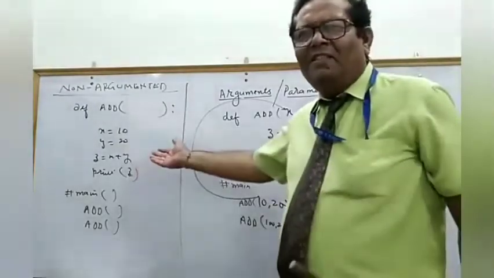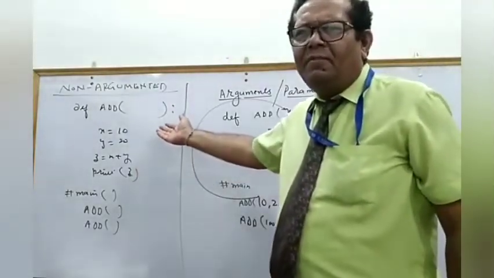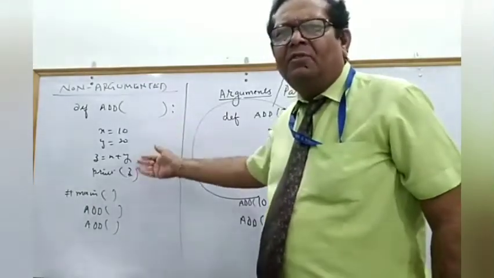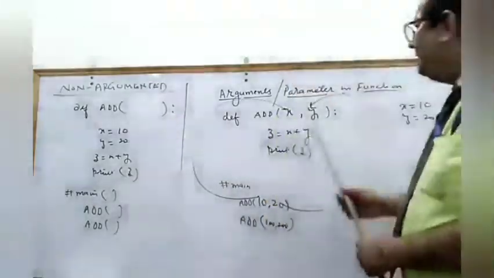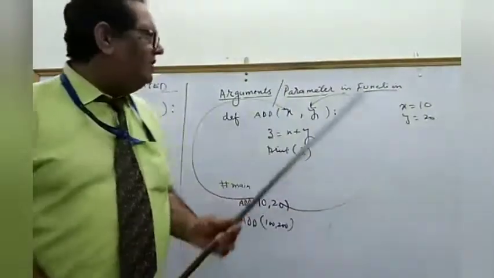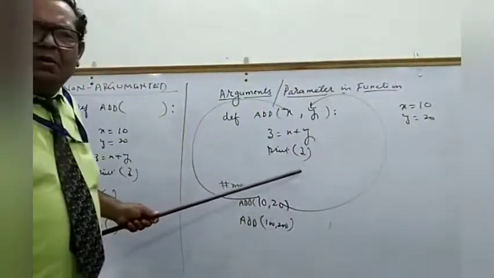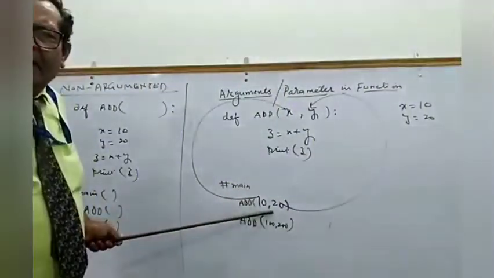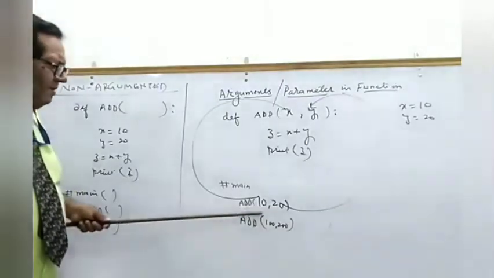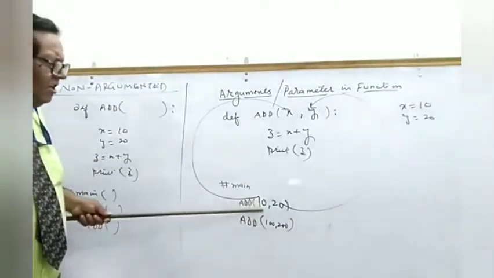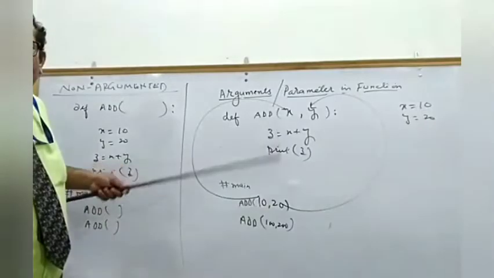In this case, the function add is not going to take the values from some other function. So it's a non-argumented one. Now, in this case, you can see the result depends upon the value that is passed by the calling function. So from here, when add is called, the values 10 and 20 are passed. Therefore, the function will add 10 and 20.